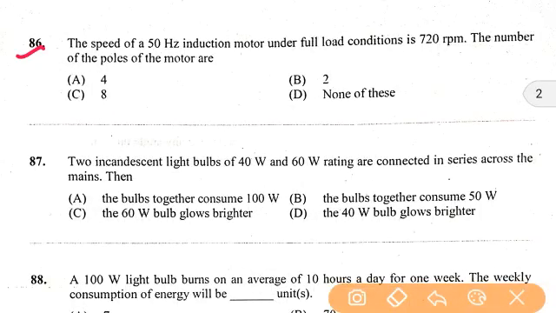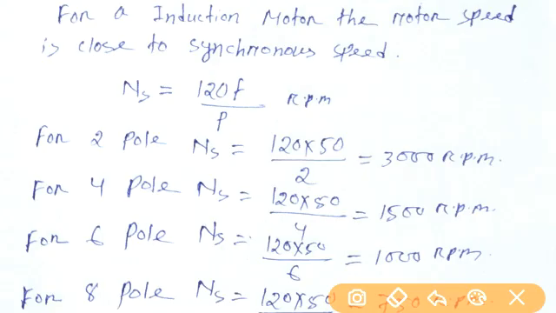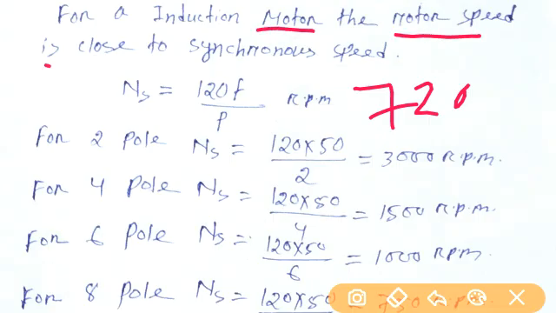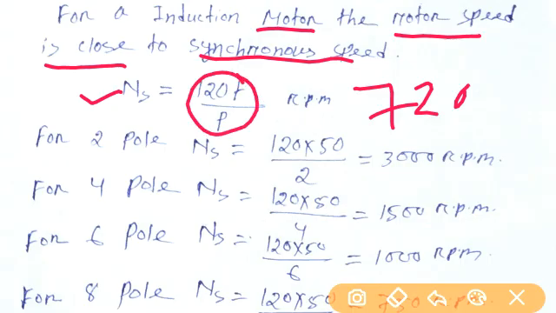In the next question, the speed of a 50 horsepower induction motor under full load condition is 720 rpm. The number of poles of the motor are? In the question, the speed of the motor is given as 720 rpm. We know that for an induction motor, the rotor speed is close to the synchronous speed. The synchronous speed is given by Ns equal to 120 f by P, where f is the frequency and P is the number of poles.